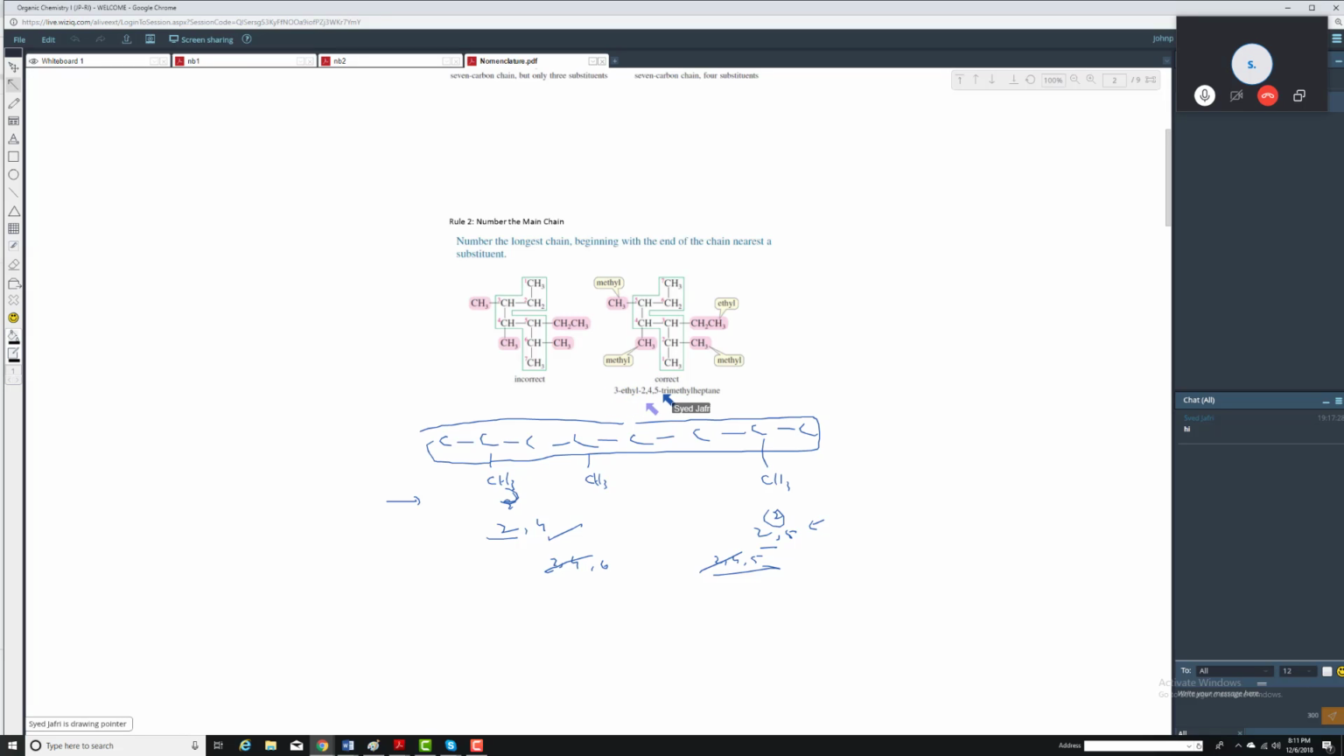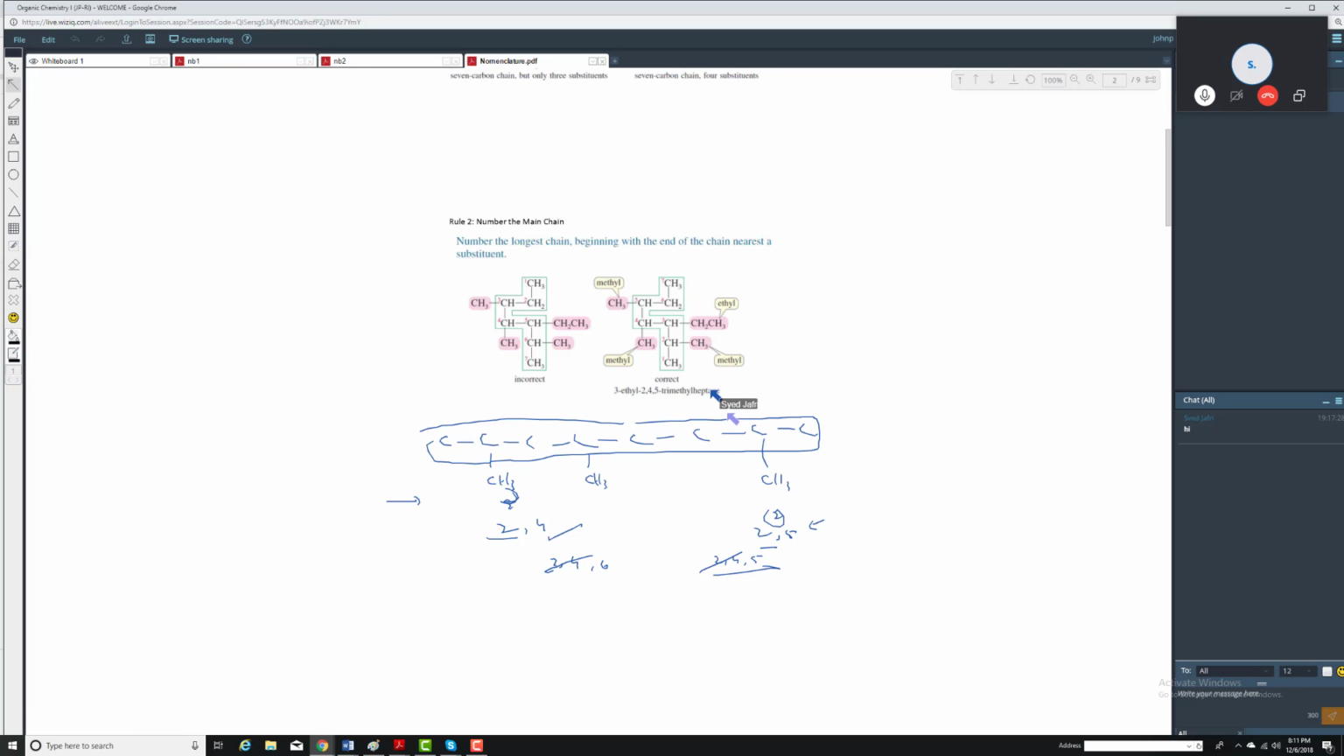3-ethyl. We are numbering 2, 4, 5, from this side, trimethyl, because at 2, 4 and 5 you have three methyl groups, and for 3 you are writing the word tri. Trimethyl means there are three methyl groups.